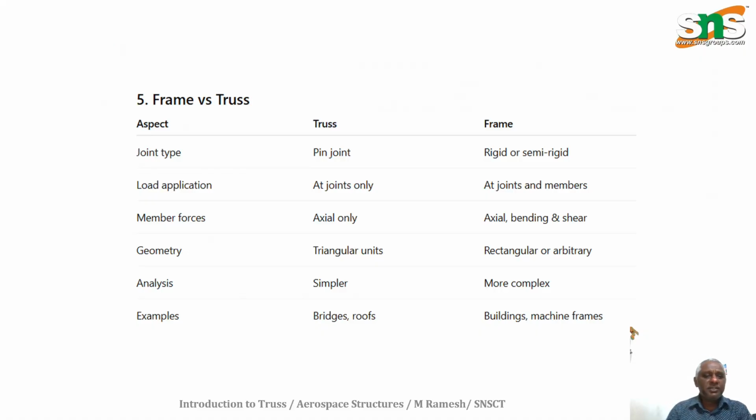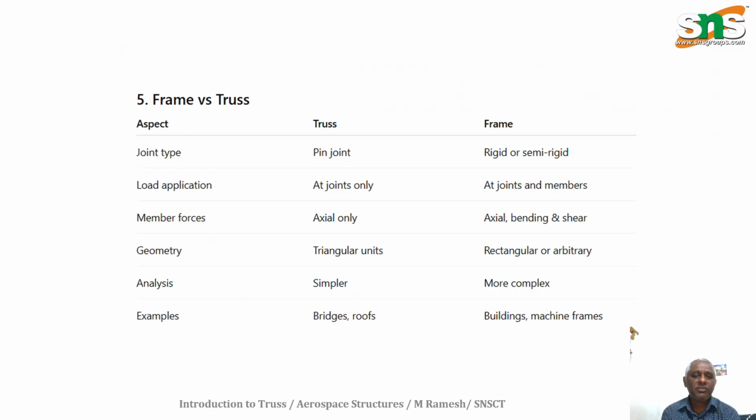Finally, what is the difference between the frame and the truss? A frame is also a truss-like structure, but the difference is this: in a truss, external loads are acting on the structure, and external loads always act on the joints only, not at intermediate points.